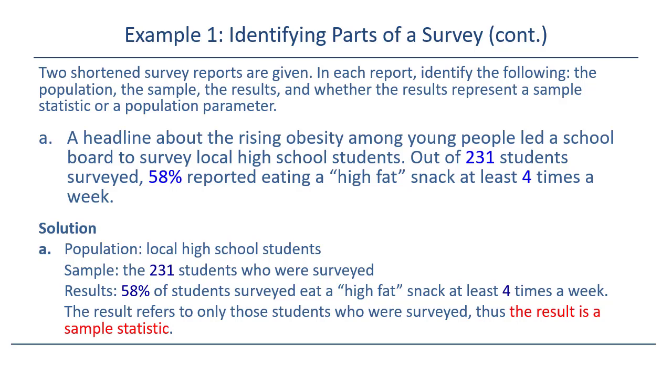So what's our population of interest? Well, it sounds like they're interested in knowing what's happening with all local high school students, not just the ones at that local high school, right? All local high schools, not just a specific school. So therefore, we have a sample of 231 students. The results, of course, 58%, and that result is a statistic because it's just from our sample that we took from just one school.